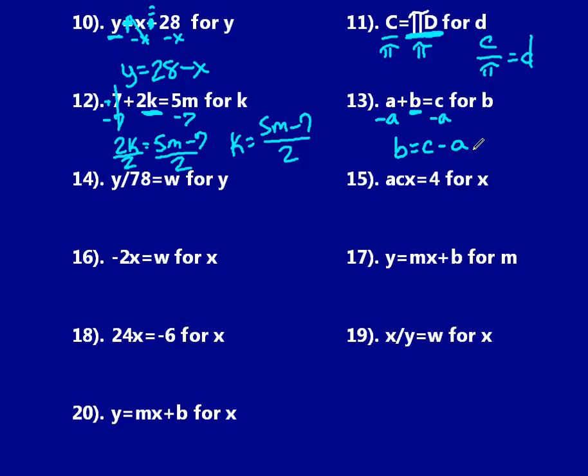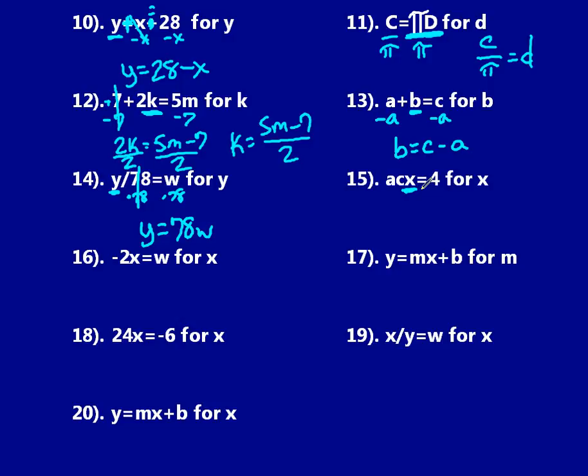Okay, y divided by 78 equals w, and we want to solve for y. Again, here's the y. It's the only term on this side, because there's nothing else added or subtracted. So all I have to look at is, it's being divided by 78, so I need to multiply both sides by 78 to undo that. So that cancels those out and leaves me with y equals w times 78, which is more commonly written as 78w.